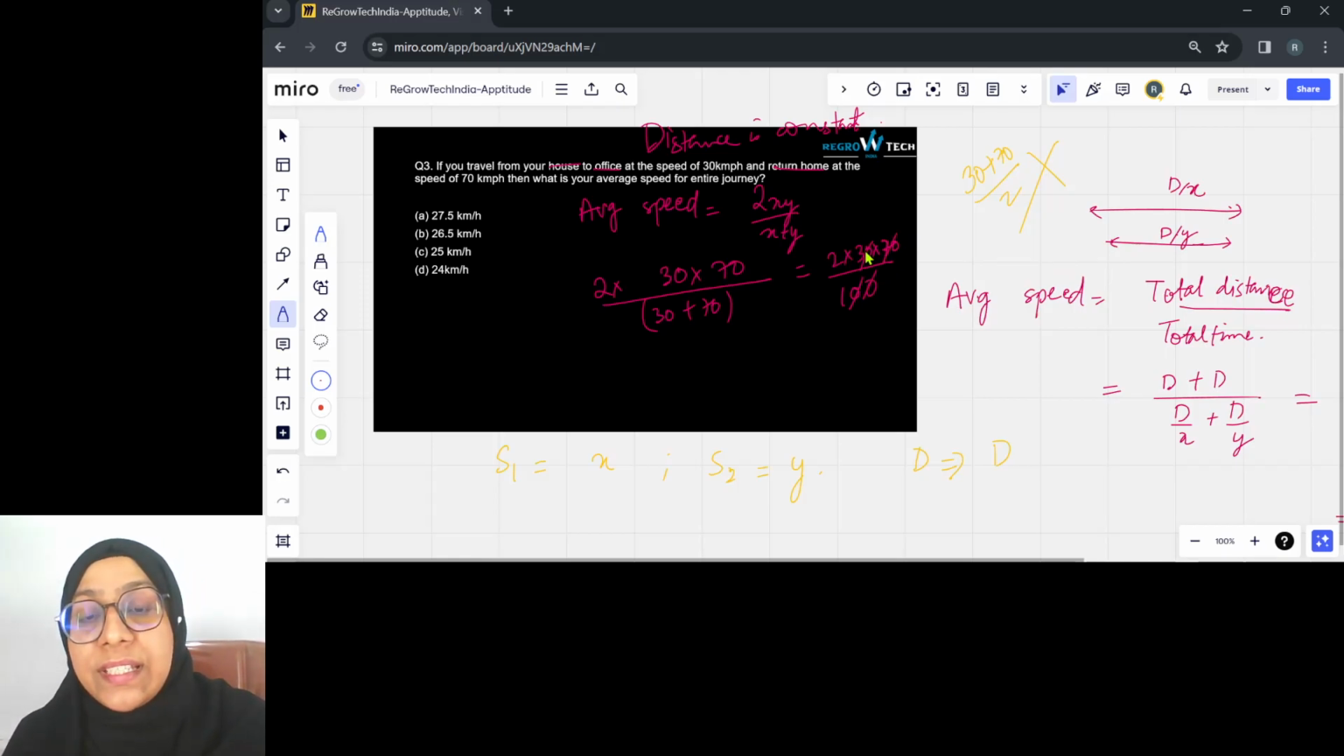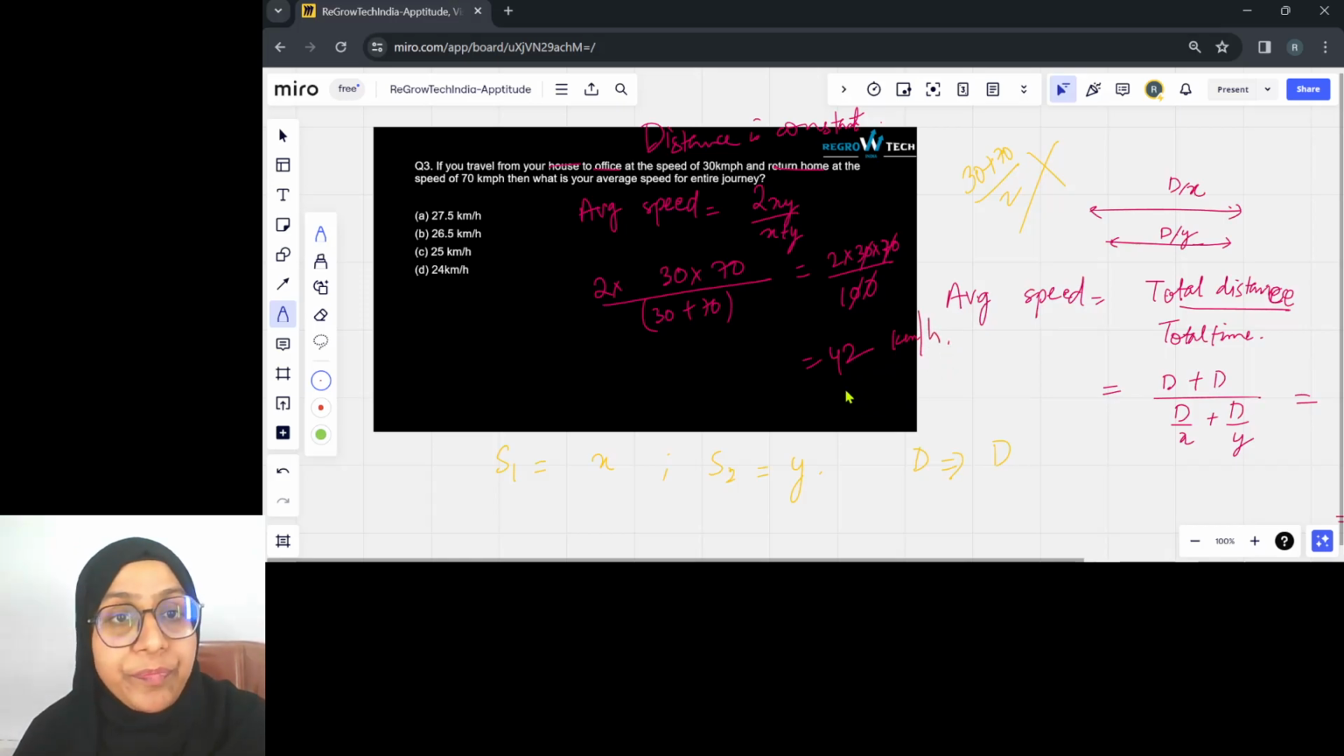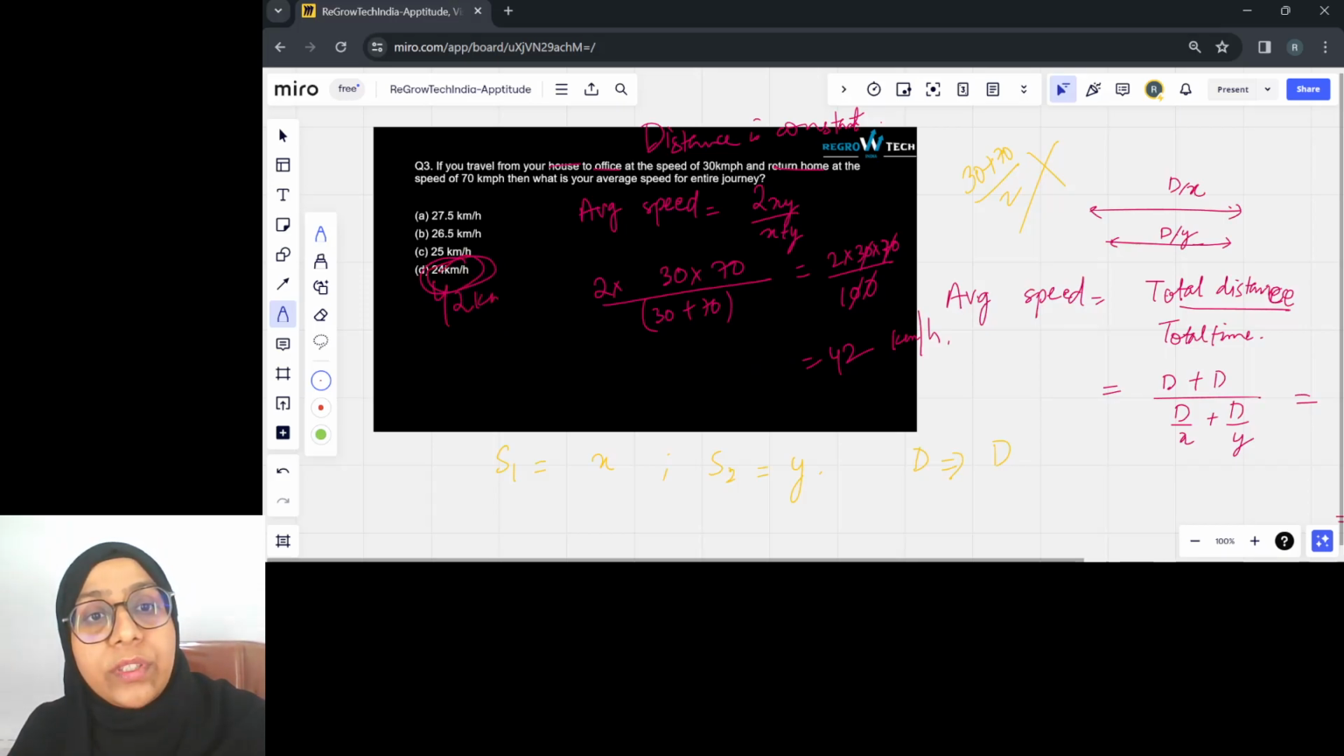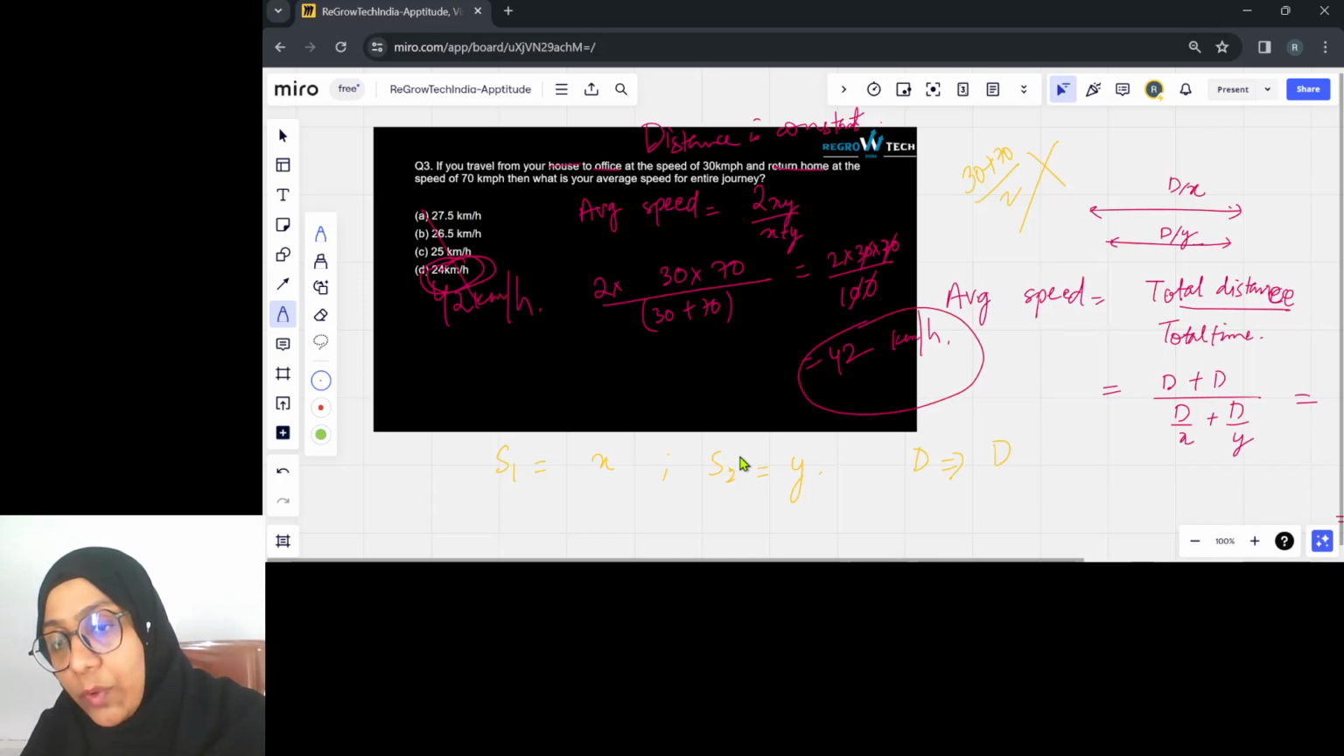So 3 twos are 6, and 7 threes are 21, 21 twos are 42, and that's your answer, kilometers per hour. And as you can already tell, 24 should have been 42 kilometers per hour. The options are incorrect here. Let's just go with the answer as 42 kilometers an hour.